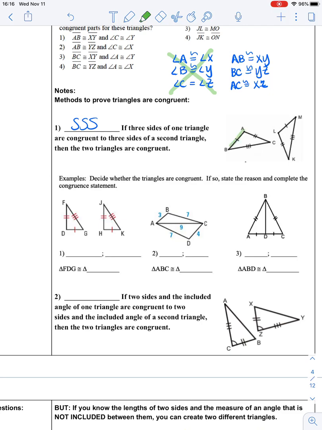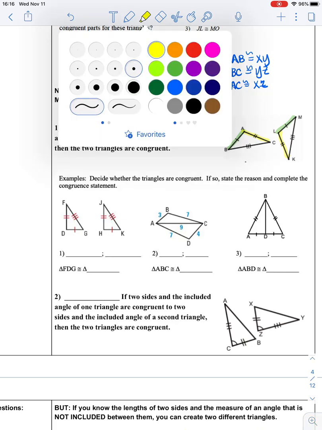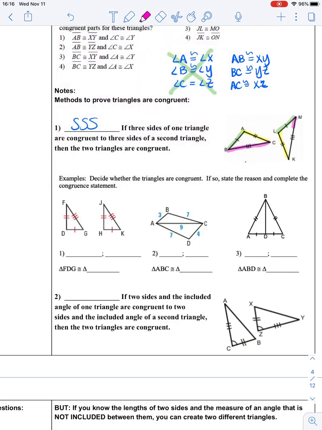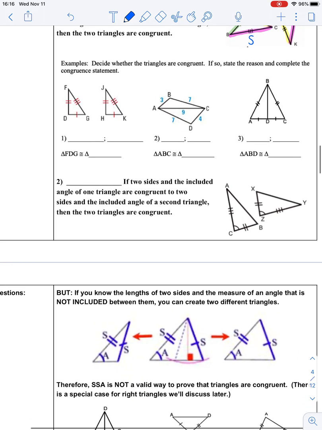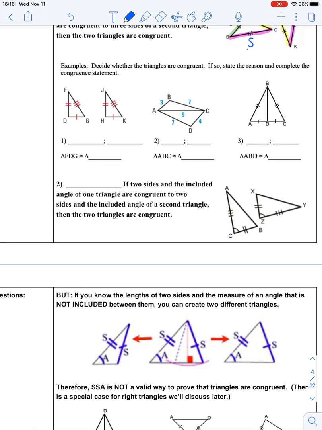So what we want to look for is, do we have 3 sides? I have a side that matches a side. I have another side that matches another side. And then I have a third side that matches. Right now, it seems pretty basic, but we're going to get into some other combinations that you'll need to see that are a little more confusing. So I want to decide whether the triangles are congruent. If so, we're going to state the reason, and we're going to complete the congruent statement.